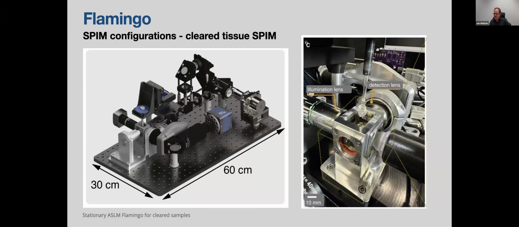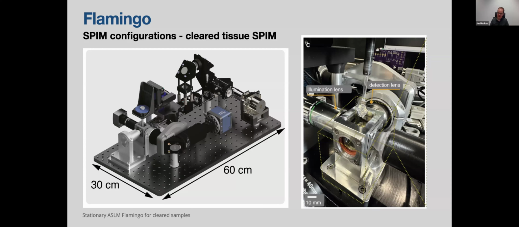Here you can see a mouse brain, which is, I don't know, a centimeter or so in diameter. So in the end, it all depends on your working distance, and of course, a little bit also the resolution that you ultimately want to achieve. In this case, as you can see, this is a chamber with glass windows, and the detection lens is a dipping lens, but the illumination lens is an air lens.